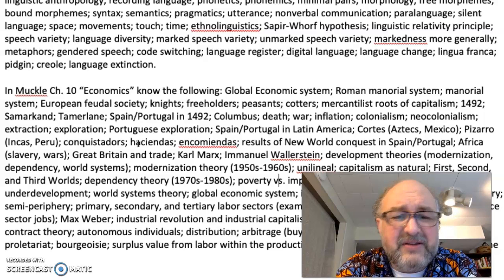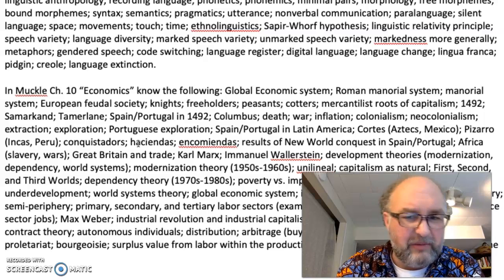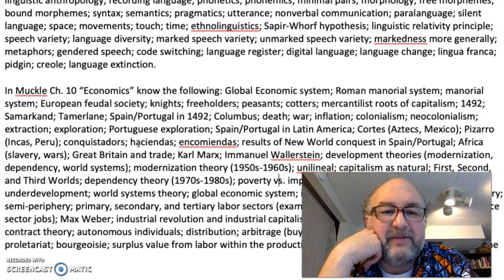Let's see, language register. This is like choosing a different box of words, choosing from the non-vulgar box versus the extremely vulgar box, right? You remember that? We call that a register.